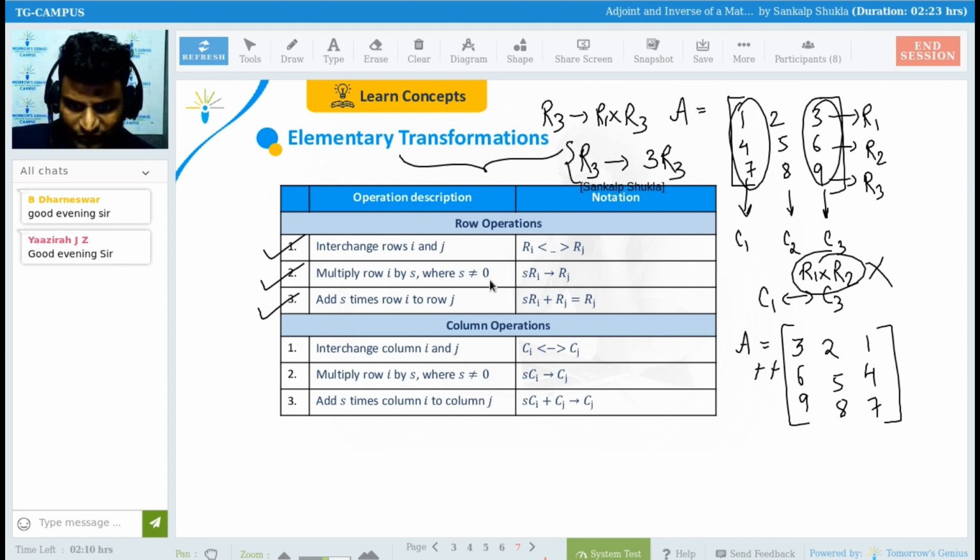Okay. And what does this syntax mean? See, we are representing it with the arrow sign. That means after performing this operation, the matrix will be like this. So R3 means to which row or to which column you are applying that operation. Okay. And this is the operation that you are applying. Okay.